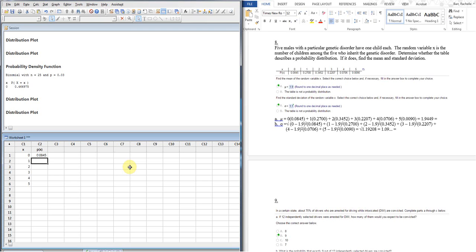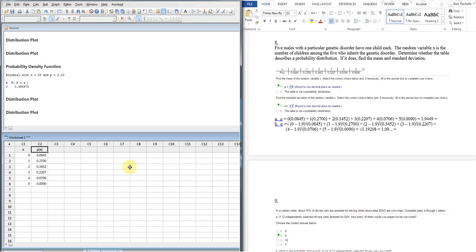0.0845, 0.27, 0.3452, 0.2207, and then 0.0706, and then 0.0090. Okay, the first thing I do when I do this is I make sure I double check my values. So real quick, we're going to eyeball this, make sure everything is looking good.